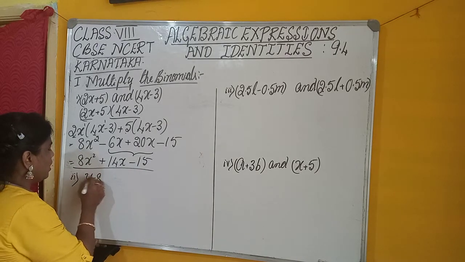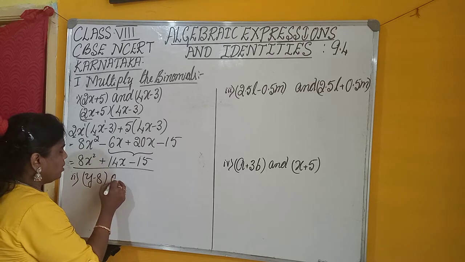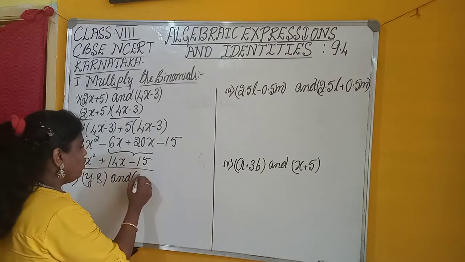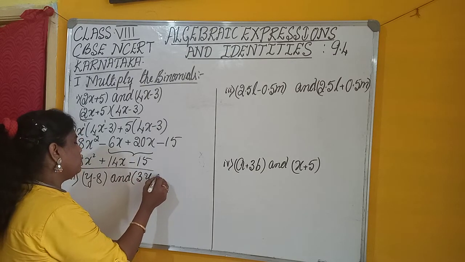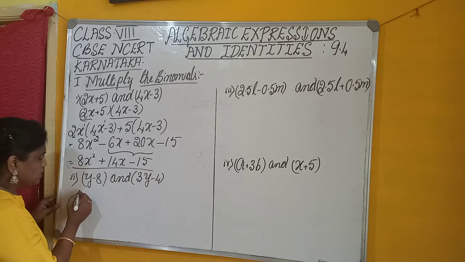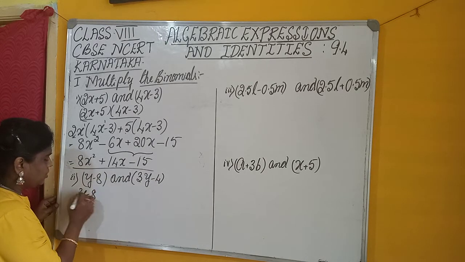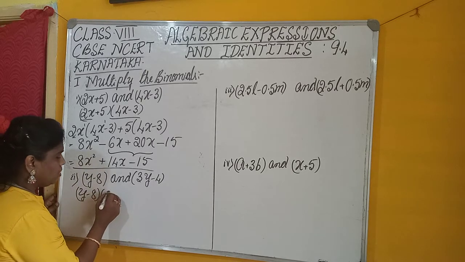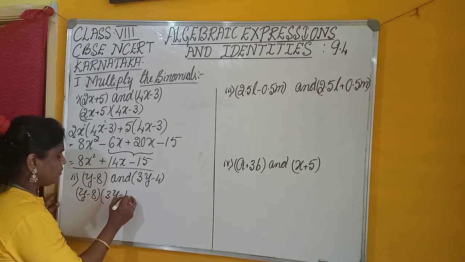Okay, then the second problem is 1 minus 8y into 3y minus 4. Okay, we have to multiply these two binomials. First, we are writing into. We can put into or write brackets, it's nothing but into. Okay.